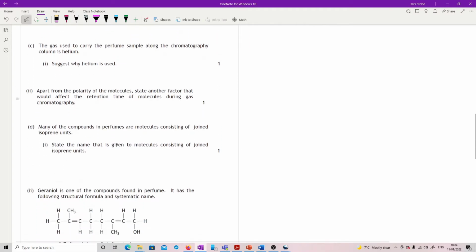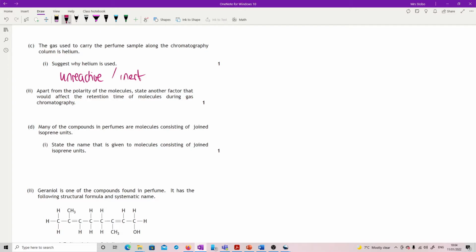The gas used to carry the perfume sample along the chromatography column is helium. Suggest why helium is used. Basically, helium is unreactive. We have a noble gas, which means that it's inert and it won't actually react with anything else, which is what you want.